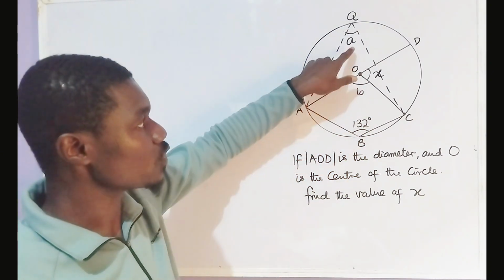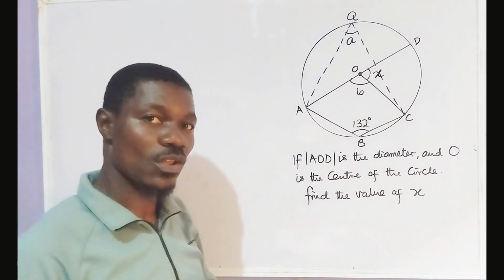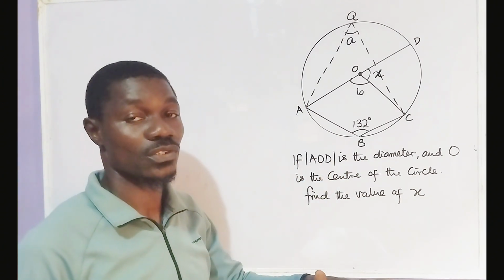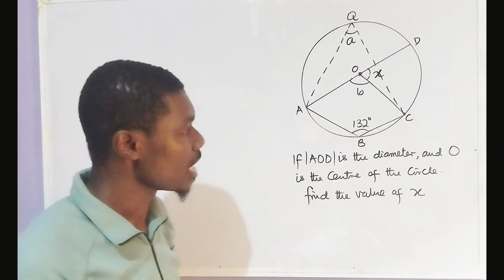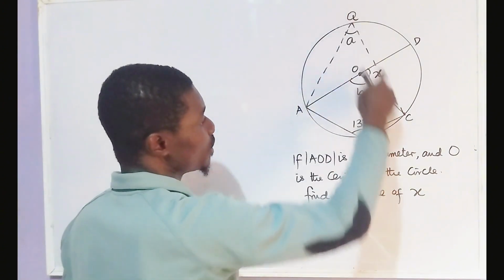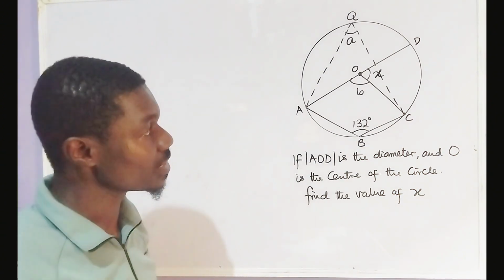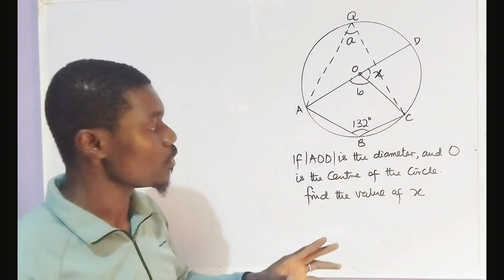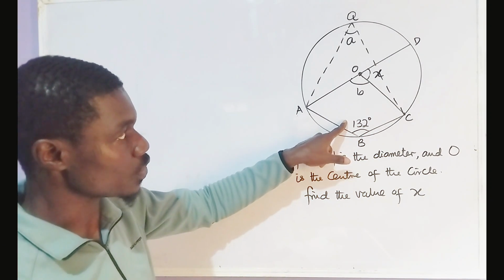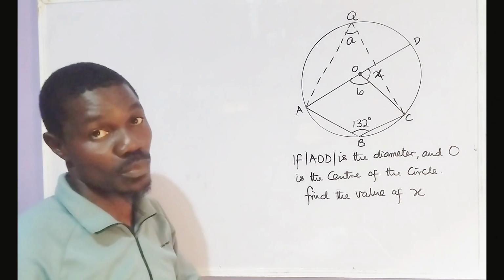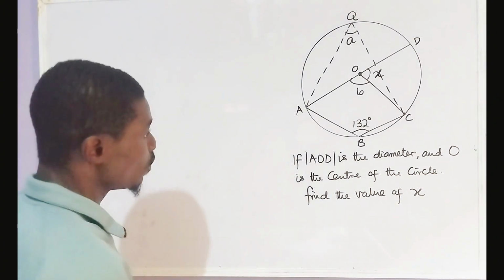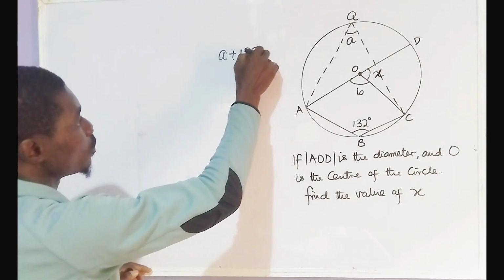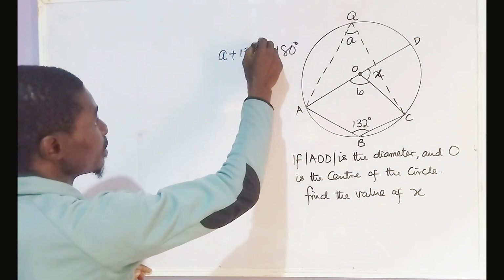However, for us to find A, there's also a law in circle geometry that says that opposite angles in a cyclic quadrilateral are supplementary, which also equals 180. And if you look at A, Q, C, and B, it is a quadrilateral inscribed in a circle, so it is a cyclic quadrilateral. Which implies that 132 plus A here is supplementary, which will give us 180. So we can start by saying that A plus 132 equals 180 degrees.